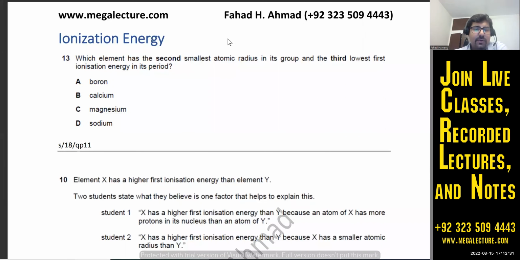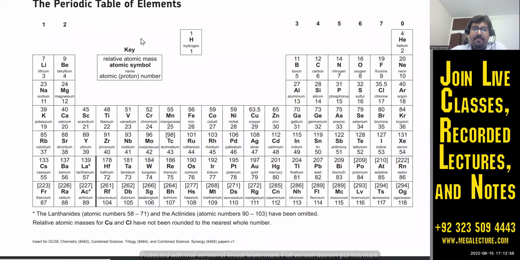So starting with the first question: which element has the second smallest atomic radius in its group? I mean, that's the first part. So you're looking for an atom that has the second smallest atomic radius in its group. Remember, he's talking about within a group. So who's got the smallest radius? It's the top ones. Lithium has the smallest radius over here.